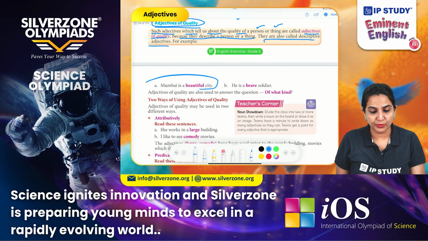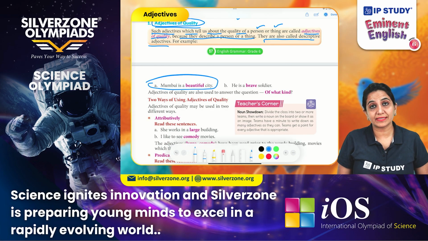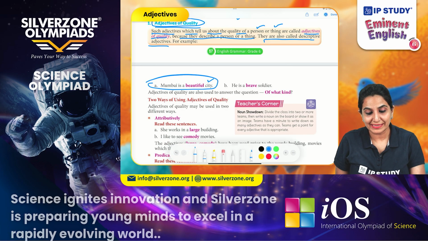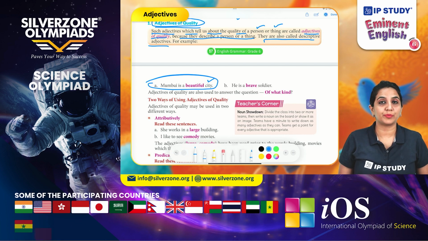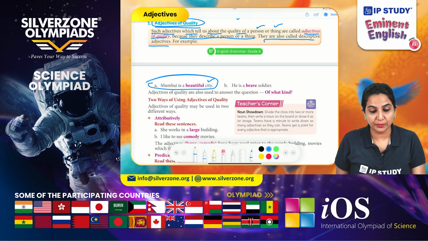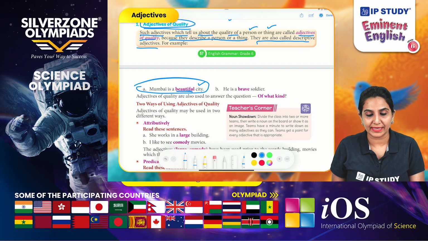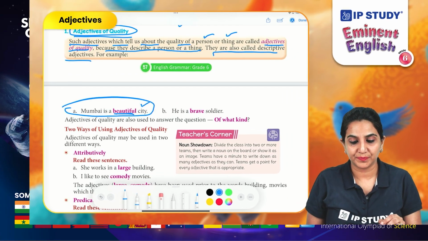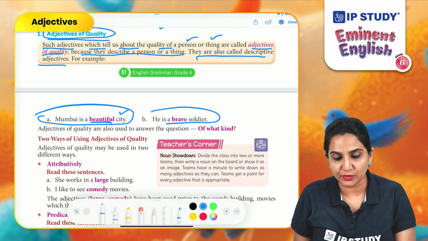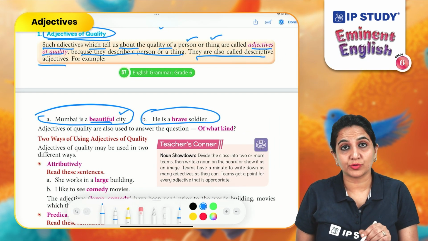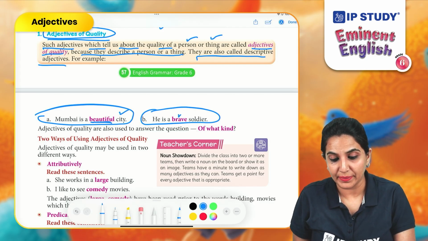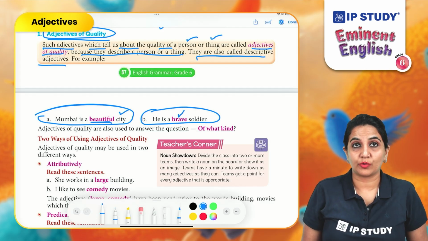Mumbai is a beautiful city. So we are describing the noun city. How is it? It's beautiful, right? So the word beautiful is the quality of Mumbai city. He is a brave soldier. So the quality of a soldier is that he is brave. Therefore, this is adjective of quality.